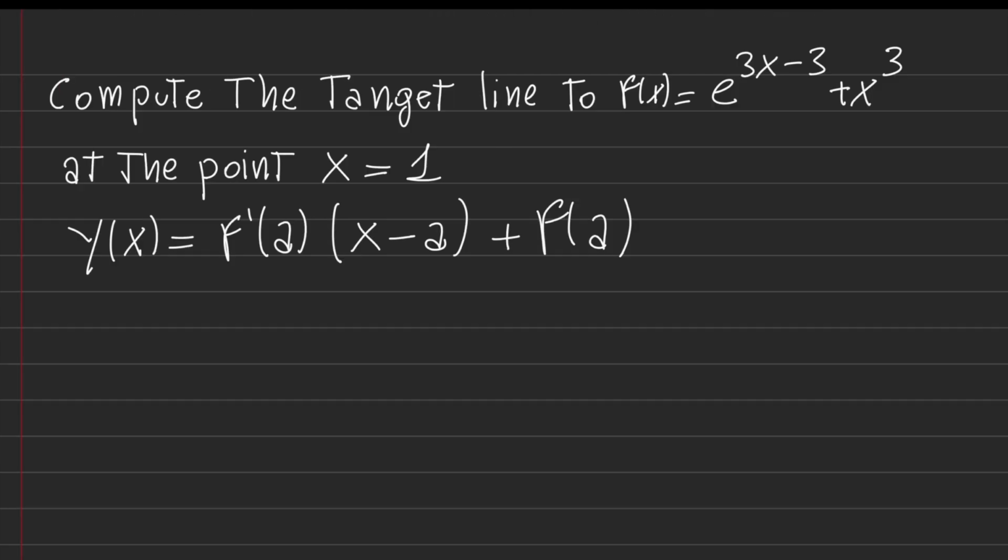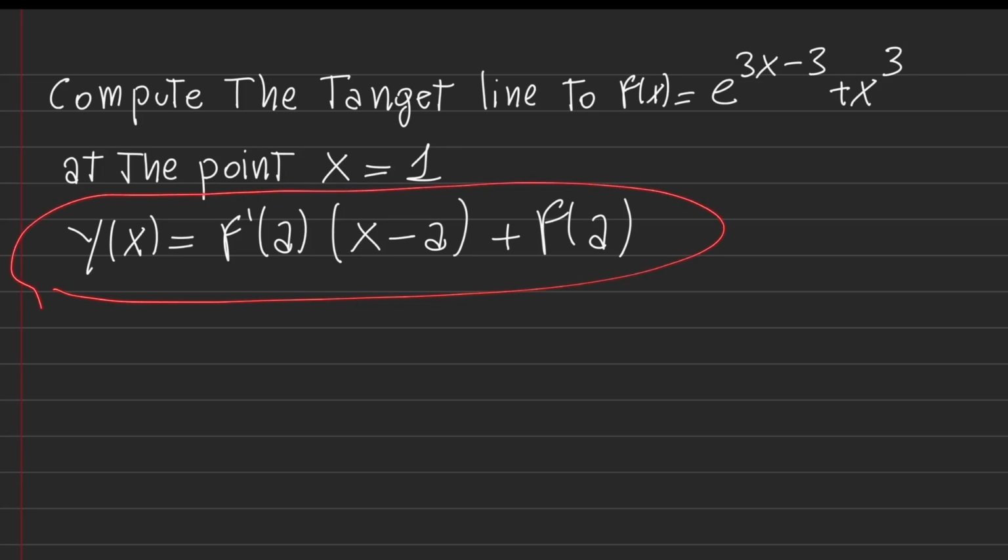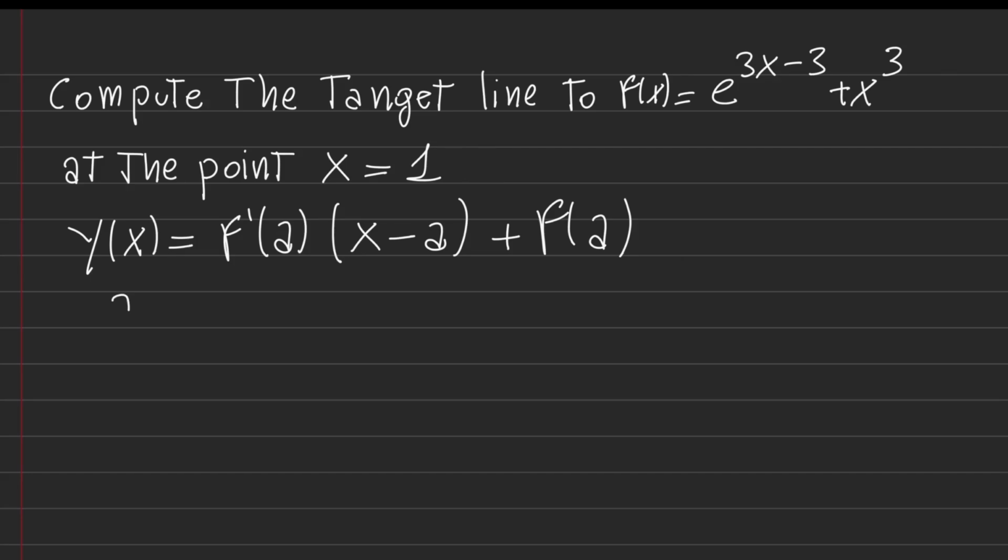As a second exercise, I want to compute the tangent line to the function f of x equal to e to the 3x minus 3, plus x to the power 3, at the point x equal to 1. So as before, we have to use the same equation for the tangent line, but now the point a is going to be equal to 1. So let's write it down. a is equal to 1. So we're going to need f evaluated at the point 1, which is equal to e to the 3 minus 3, I get e to the 0, which is 1, plus 1 to the power 3 is 1, so 1 plus 1, this is 2.